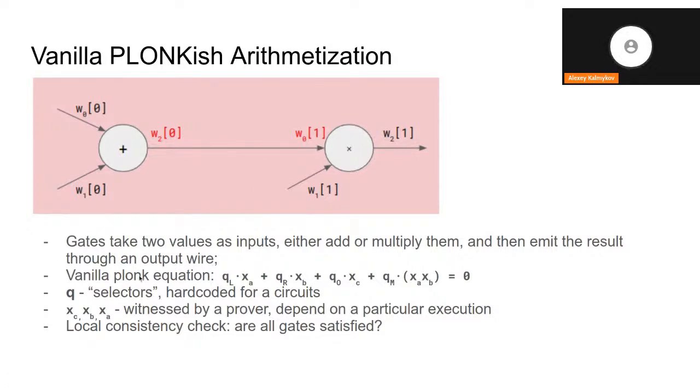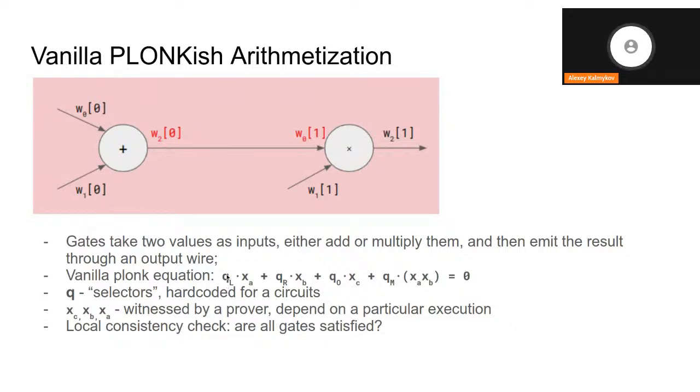The original Plonk paper had a single equation that allowed us to encode so-called local consistency checks. So local consistency checks are checks that show that each gate worked as it's supposed to work. So for instance, if we have the addition gate and W sub 0 is 1, W1 is, let's say, 2, then the output should be 1 plus 2, 3. So again, we are concerned only with the local correctness of the gate execution.